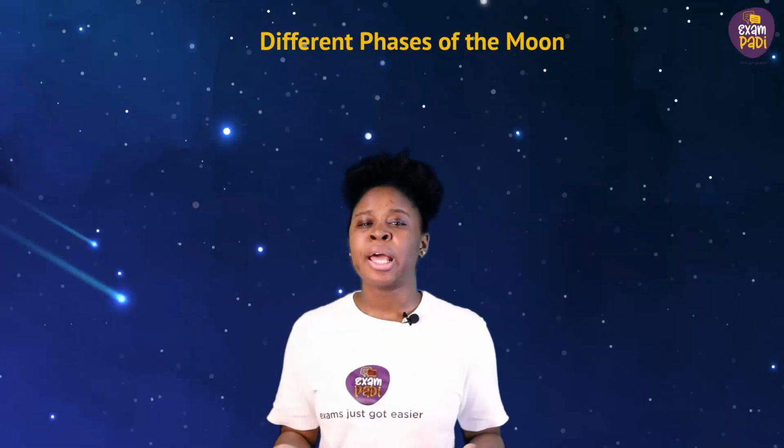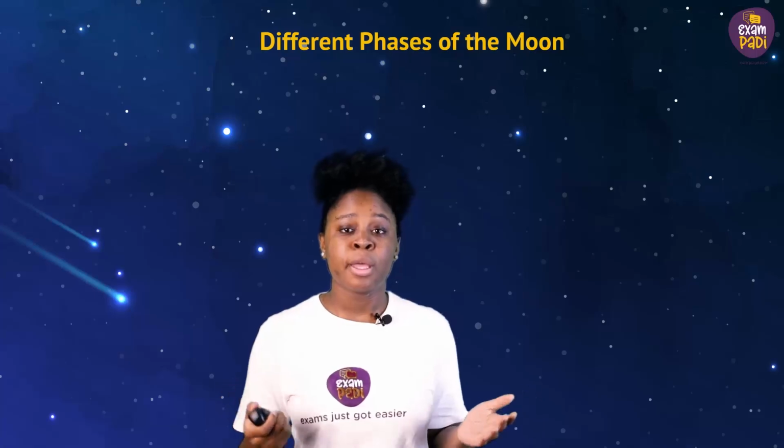The cycle of the phases of the moon is approximately 29.5 days long, which is known as the lunar month. There are 8 different phases of the moon, and they each have a different name. Let's go through them one by one.